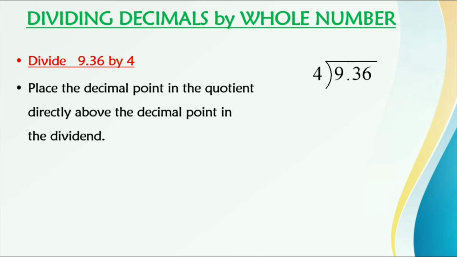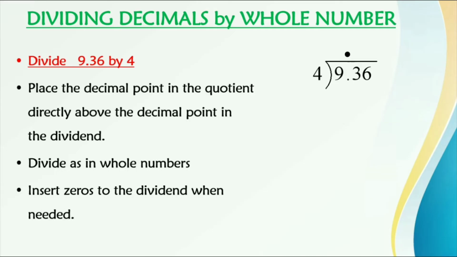Okay, so kapag whole number na yung ating divisor, yung pang-divide natin, ang gagawin nyo na lang is place the decimal point in the quotient directly above the decimal point in the dividend. So, kung saan nakatapat yung decimal point ng dividend natin, itatapat nyo na lang yung point dun sa taas and then divide as in whole numbers. Okay? So, ganun lang yung gagawin nyo. Pag nailagay nyo na yung decimal point sa quotient, magdi-divide na tayo. Then insert zeros to the dividend when needed.